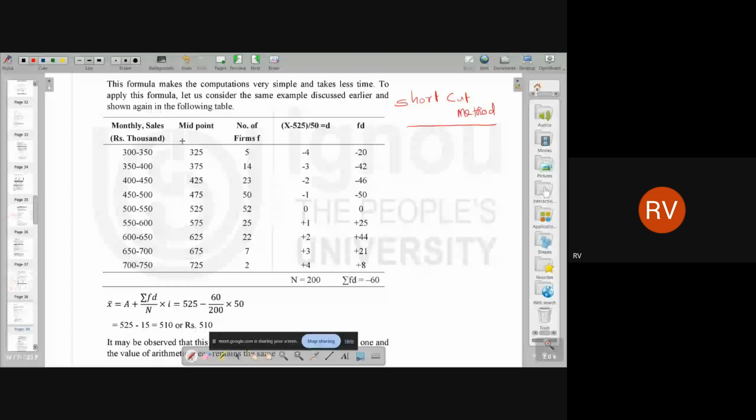That is, monthly sales 300, 350. The first step is to take the midpoint x. 300, 350, midpoint is 325. 350, 400, 375. 400, 450, 425. 450, 500.